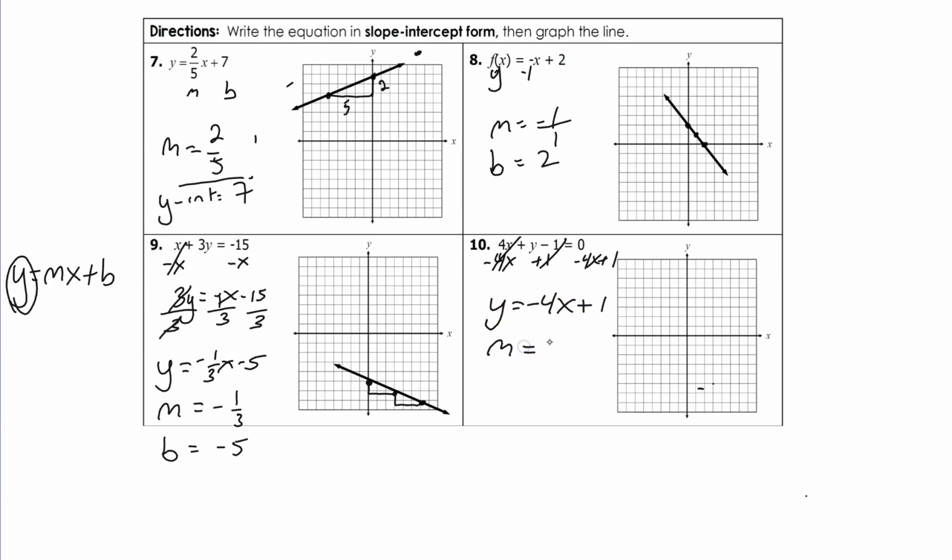My slope is going to be negative 4, technically over 1, and my b is going to be just a plain 1. All right, so now where am I going to start? I'm going to start, of course, at positive 1, because that's my b, my y-intercept. And my slope is negative 4 over 1. So I'm going down 4 and over 1. Down 4 and over 1.